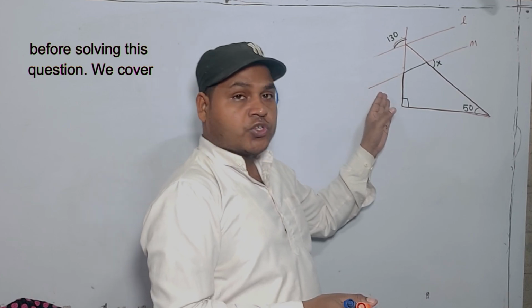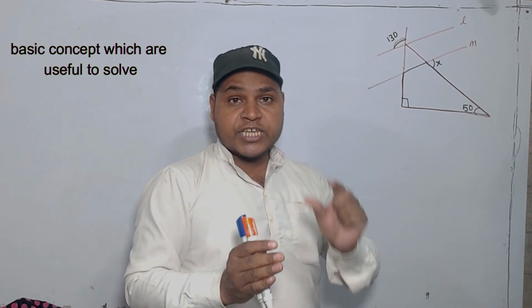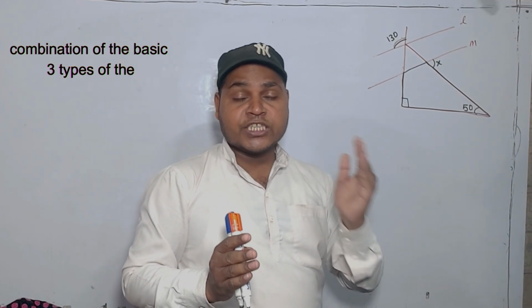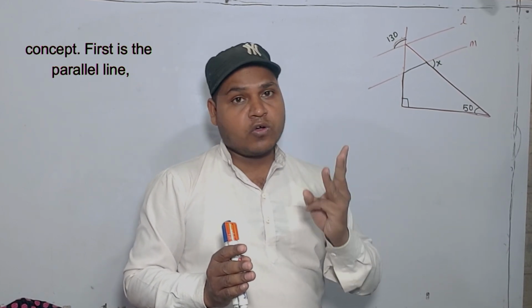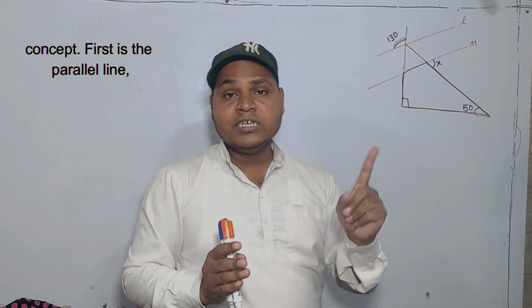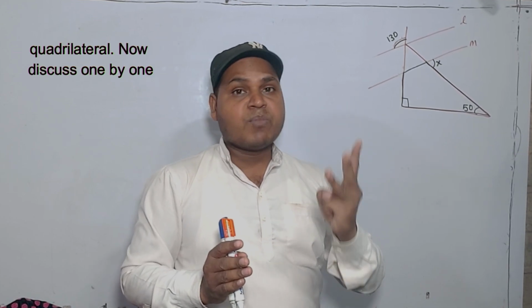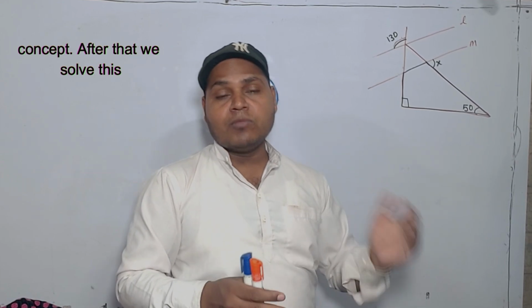Before solving this question, we cover basic concepts which are useful to solve it. Basically, this question is a combination of three basic types of concepts. First is parallel lines, second is the triangle, and third is the quadrilateral. Now we discuss them one by one, and after that, we solve this question.